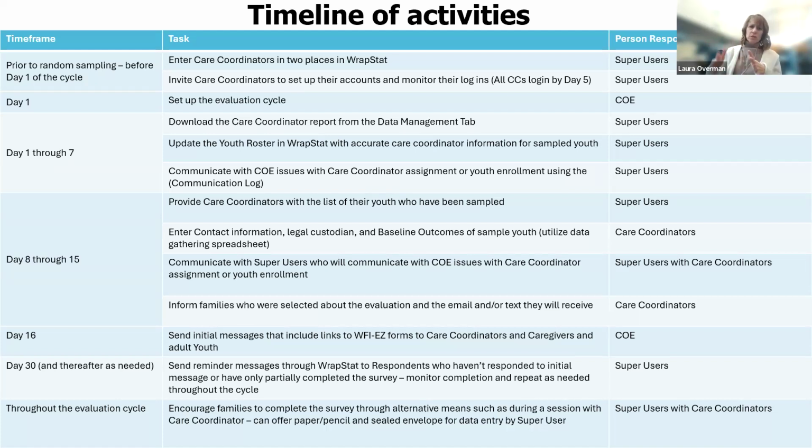And in that process, you as well will be communicating with your super users, like, hey, they're about to move. What do I do? Something like that. And we'll be in constant contact of how to handle these different situations. And then inform the families who are selected through email or text or at a team meeting. And we have an information sheet we'll share with you. And then day 16, the initial message of invitations will be sent out. Day 30, reminder messages, and thereafter. And then just throughout, encouraging families to complete.